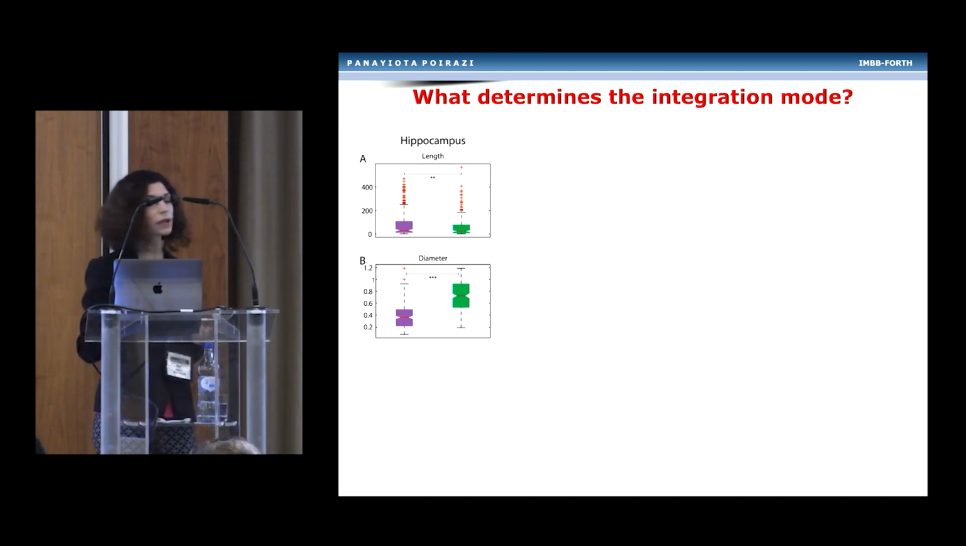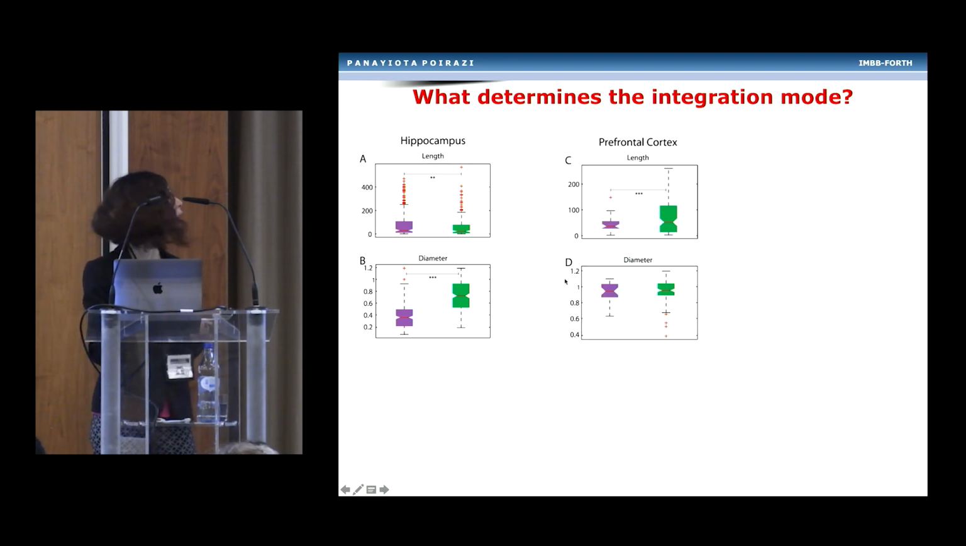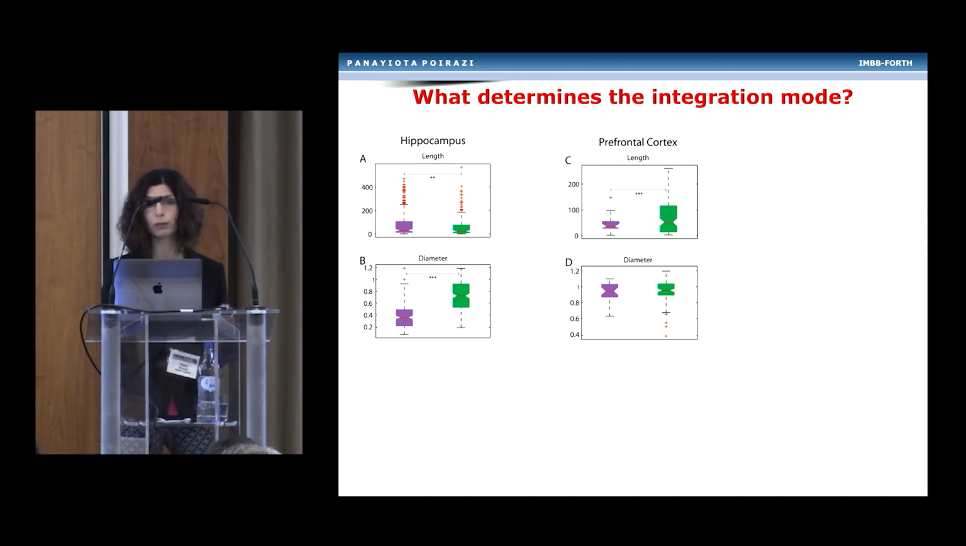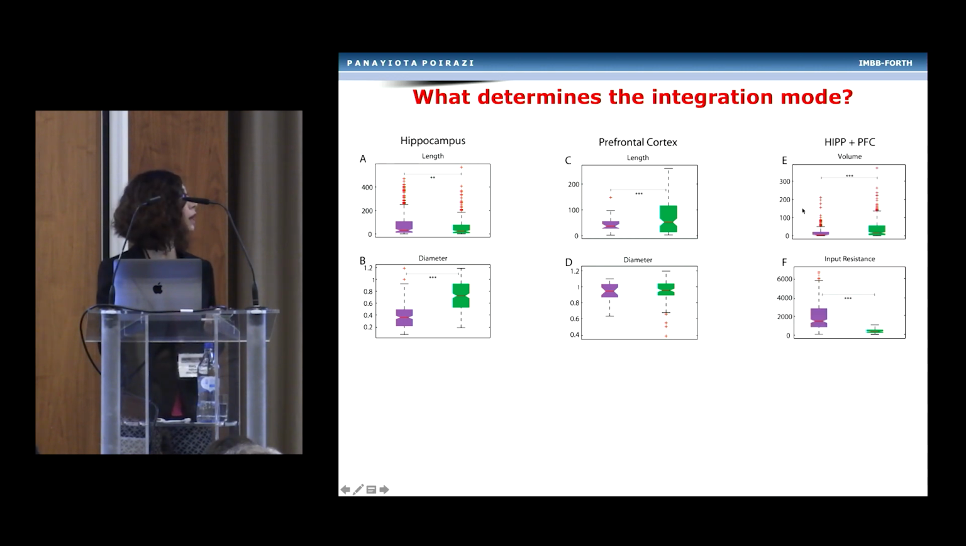So we looked at the morphologies of the 2 types of dendrites in both areas, and we looked at a lot of features, but the ones that came out to be significantly different, in the hippocampus, it was the diameter. So supralinear dendrites have a larger diameter. In the prefrontal cortex, it was not the diameter, but it was the length. The length was significantly different between these 2 types of dendrites. Both of these features constitute another measure, the volume, which considers both length and diameter. So we looked at the volume, and we found out that the volume is statistically different between these 2 classes, and as a result, the input resistance of these dendrites is also different.